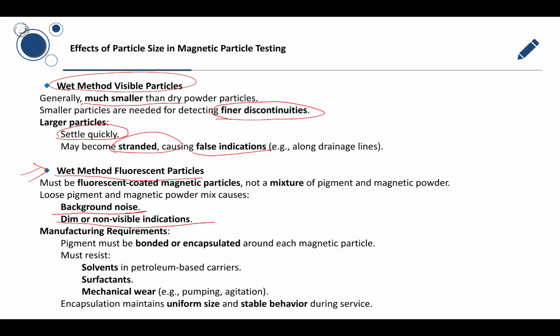What are the manufacturing requirements? The fluorescent pigment must be chemically bonded or encapsulated around each magnetic particle. This bonding must be robust enough to resist solvents in petroleum based carriers, surfactants which help particles disperse, and mechanical wear from things like pumping and agitation in the suspension tank.